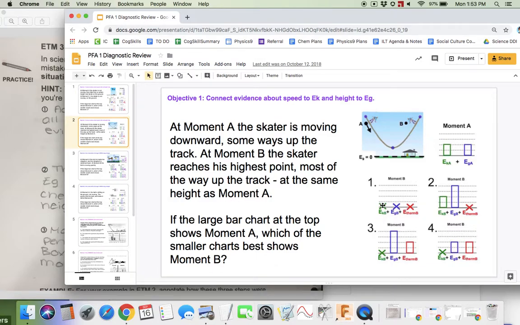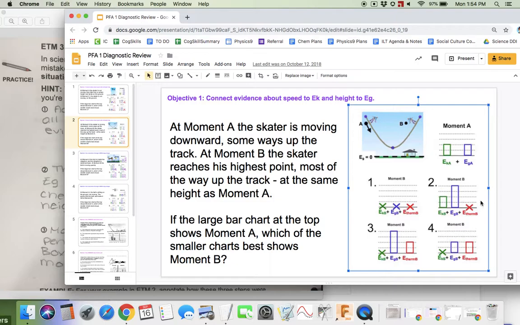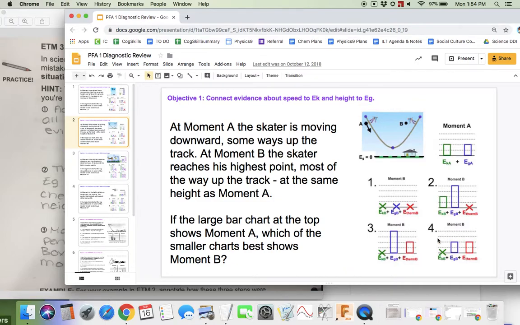This could work, looking just at the green bar. This couldn't work, so I know answer choice 2 can't be right because kinetic energy isn't 0. This one could be right because the kinetic energy is 0, and this one could be right. So I finished step 1. I still haven't eliminated all the wrong answer choices, but I eliminated 1, which is good. So I have to choose between 1, 3, and 4.